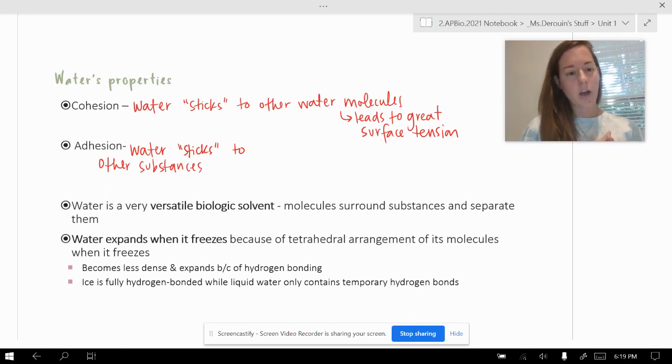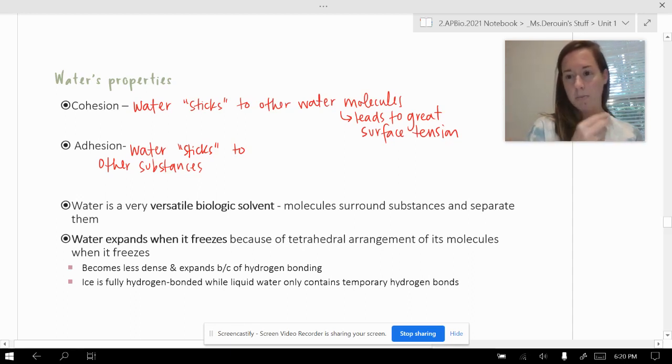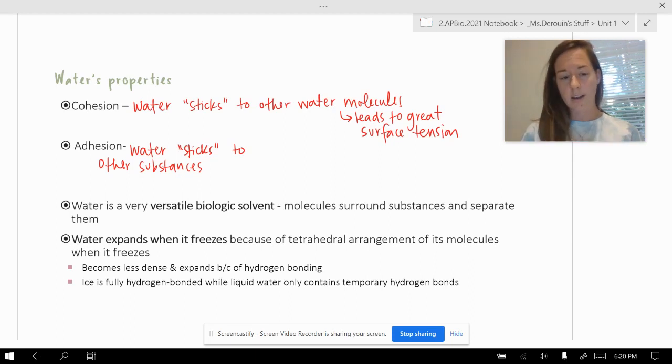Okay, so along with that, water is a super versatile biological solvent, which means that it's able to break down and separate different substances that are put into the water. Of course, this is not always true. It's not true for oils, but it is true for salts and sugars. Anything that you would dissolve in water if you were cooking, you're able to do that because water is this biological solvent.